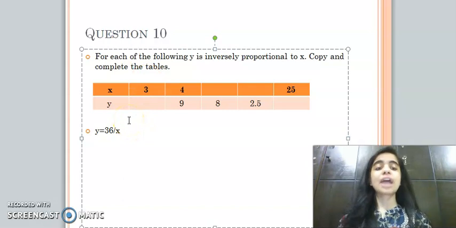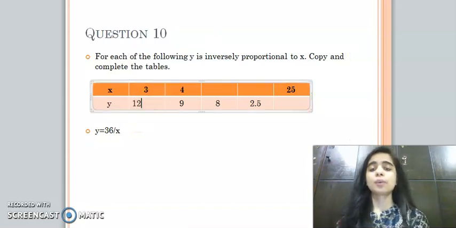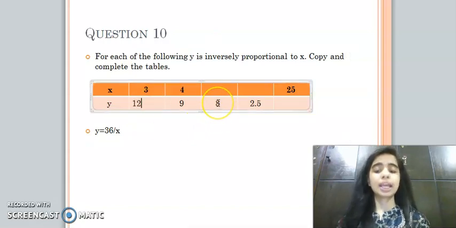So 36 divided by 3. What is 36 divided by 3? That is 12. So y value will be 12 over here. Then 8. So we will again do 36 divided by 8 in order to find x. So this will be 4.5.